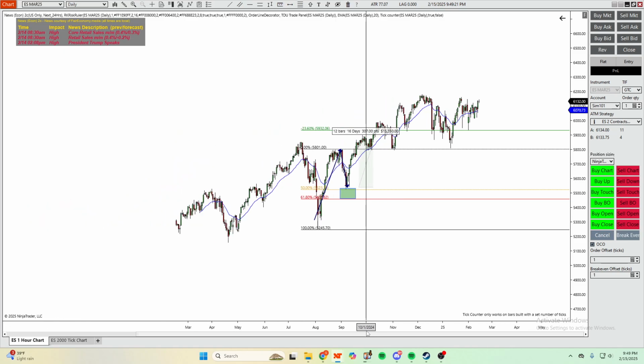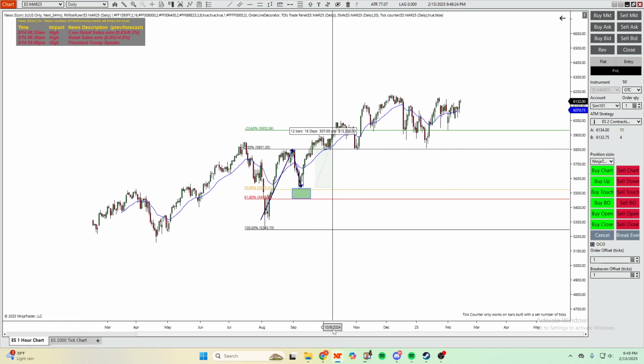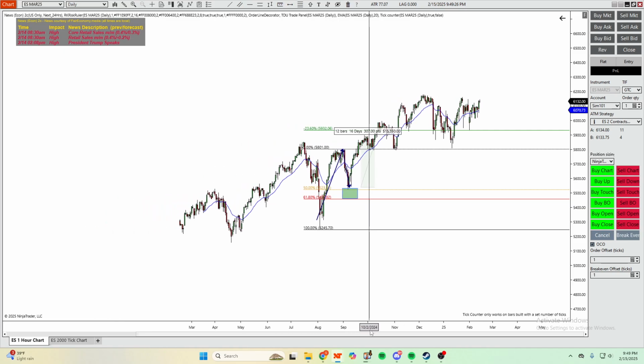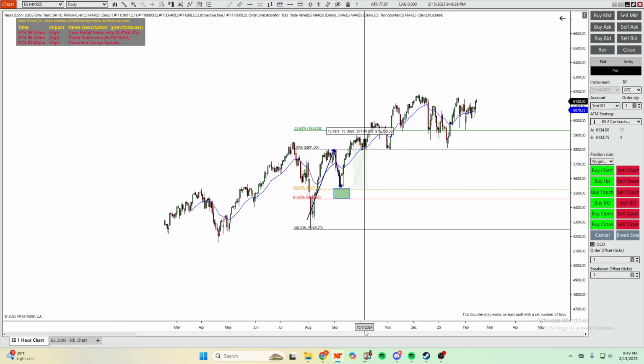Again, this is going to keep you on the right side of the market. It's going to allow you to get higher reward trades and show you likelihood of areas where the market is going to have these pivot points.